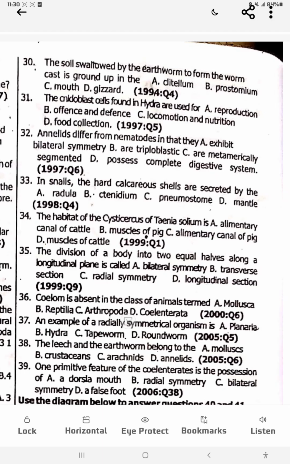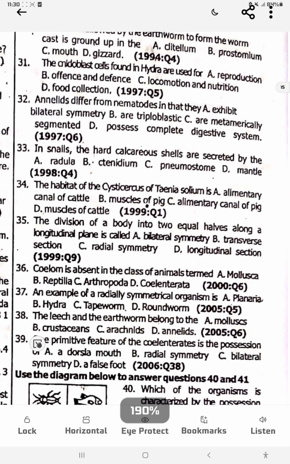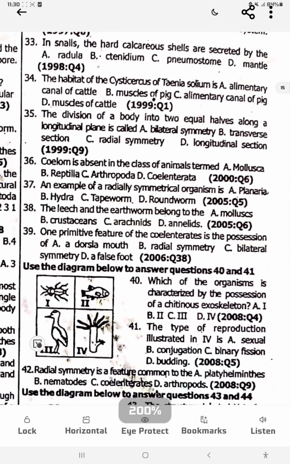37. An example of a radially symmetrical organism: hydra. They will bring this one very, very often. 38. The leech and the earthworm belong to.